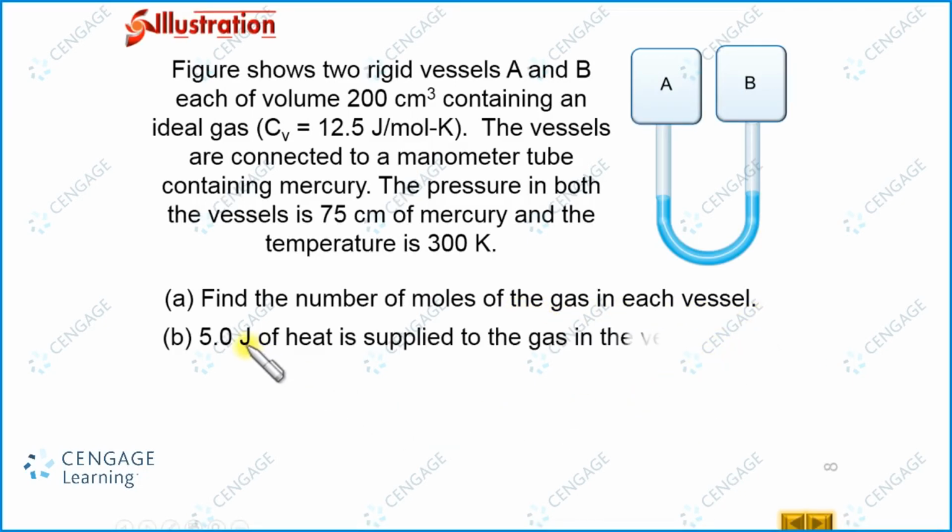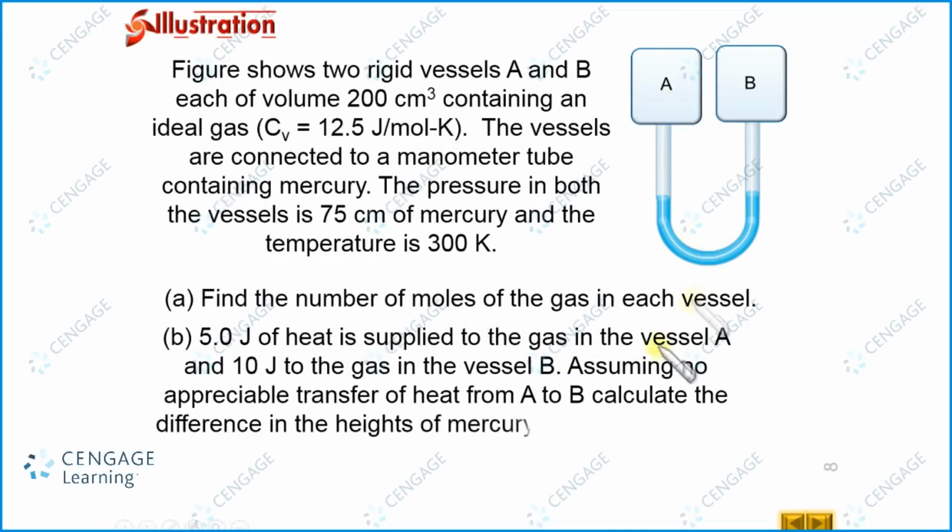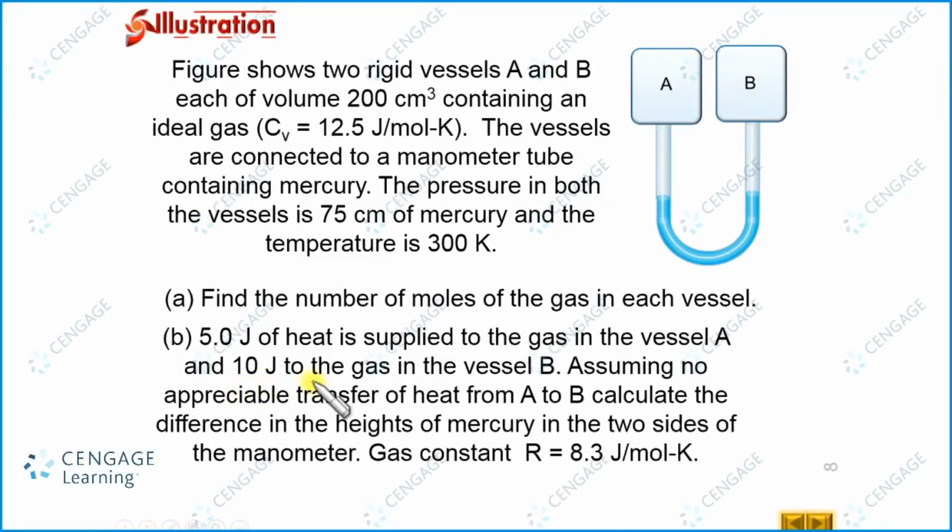In the second part of the question, it is given that 5 joule of heat is supplied to the gas in vessel A. In this vessel 5 joule is supplied, and in this vessel 10 joule is supplied. Assuming no appreciable transfer of heat from A to B or B to A, calculate the difference of the height of the mercury in the two sides of the manometer. Now what will happen if we supply heat here and here? The temperature will be different and the pressure will also change. That means the height of the mercury in both limbs of the manometer will be different, and we are given the gas constant equal to 8.3 joule per mole per Kelvin.